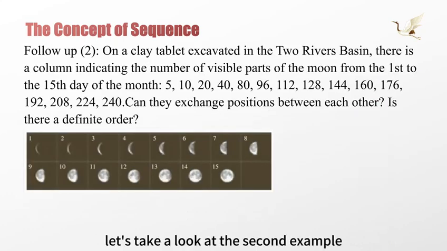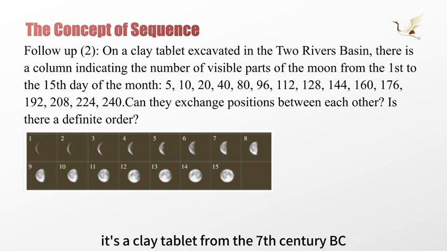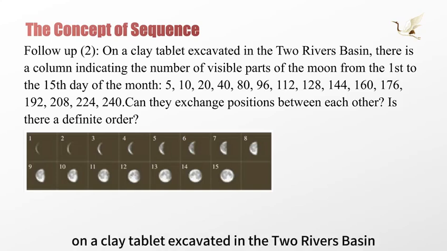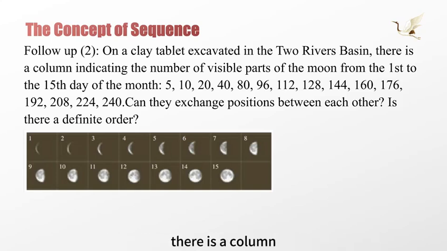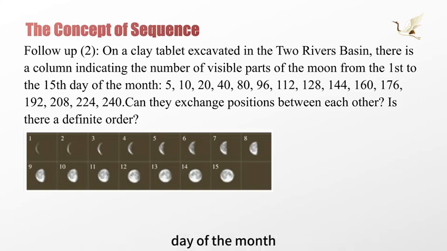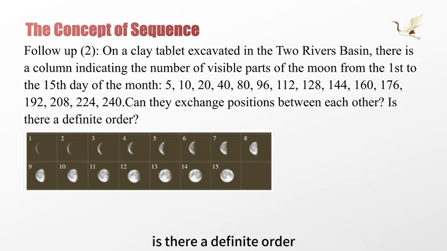Let's take a look at the second example. This is an example from the history of mathematics. It's a clay tablet from the 7th century BC. If we divide the full moon into 240 parts, then the visible part of the moon from the first day to the 15th day can be represented by a number representing the fraction. On a clay tablet excavated in the Two Rivers Basin, there is a column representing the number of visible parts of the moon from the first day to the 15th day of the month. Can they exchange positions between each other? Is there a definite order?